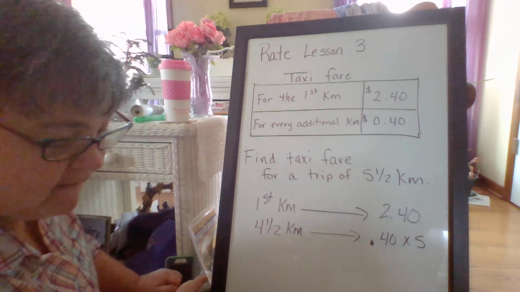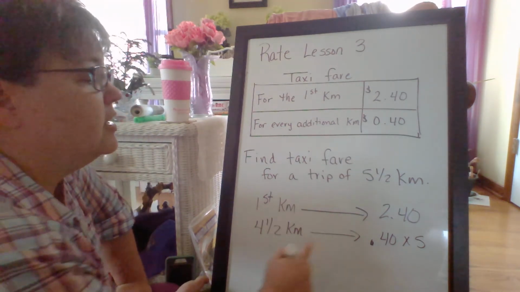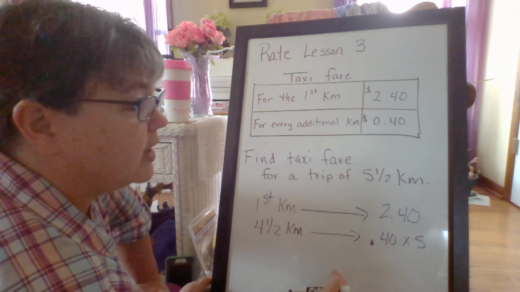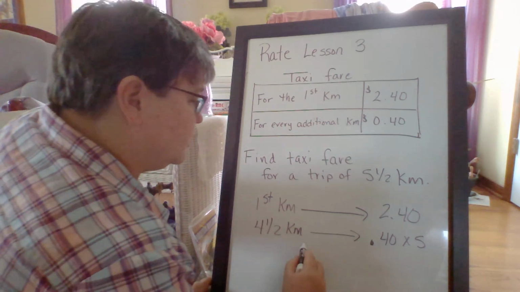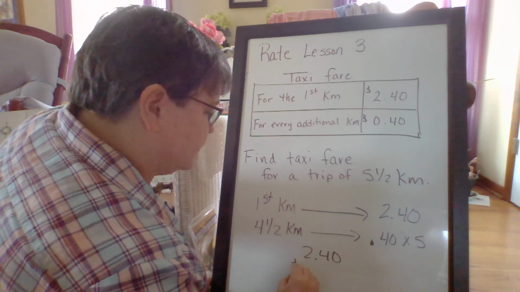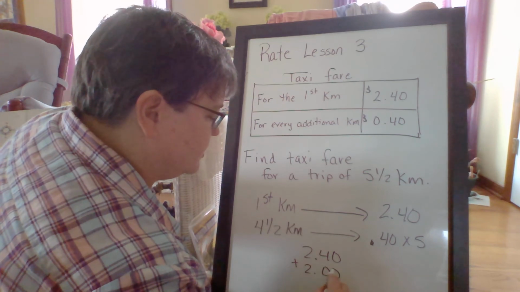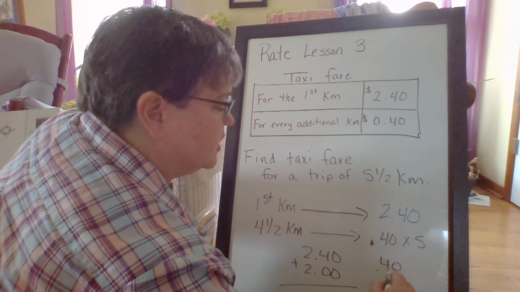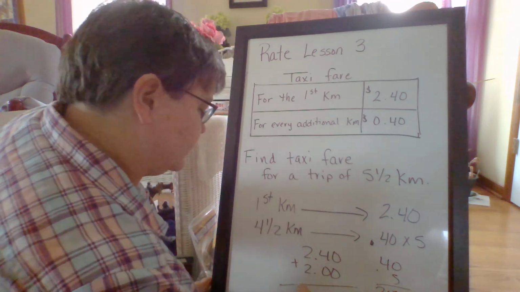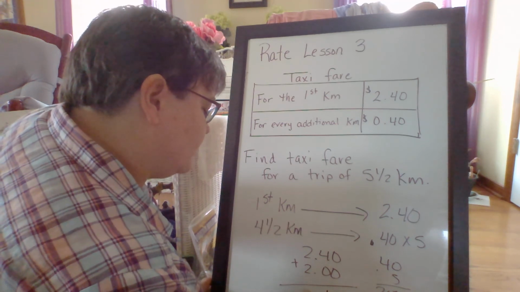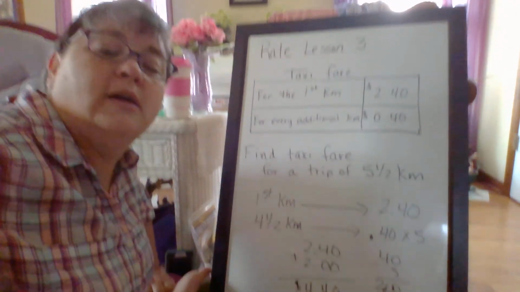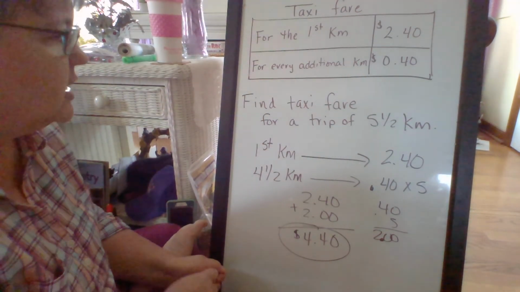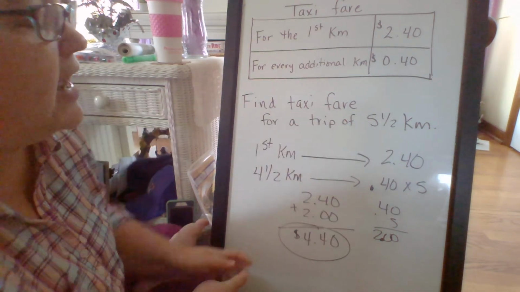All right. So let's go ahead and add that up. 40 times 5. 5 times 4 is 20, right? With a 0. So this is going to be $2.40 plus this is $2. And if you don't believe me, here we go. 1, 2, 1, 2, $2. So we're going to add those together. And you are going to pay $4.40 to travel just 5.5 kilometers.